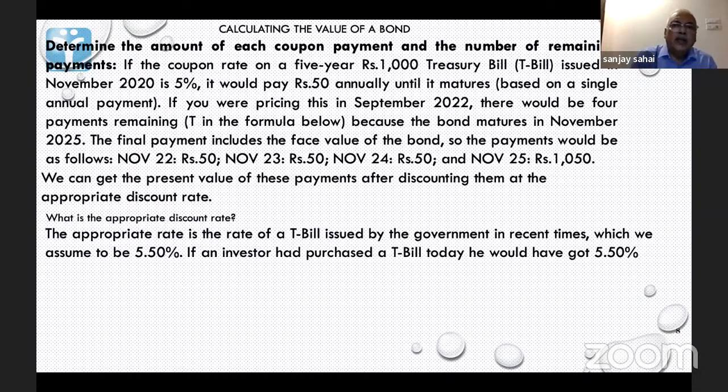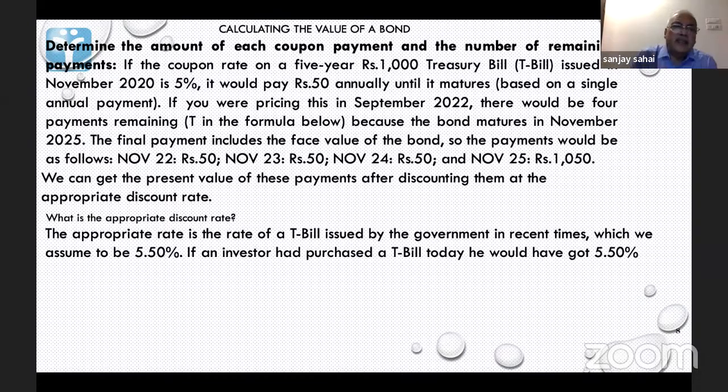Now in this bond, ये November 20 में issue किया गया, September 22 के बाद से ये चलेगा up to November 25. And every year it is going to pay you interest. So in November 22, you will get 50 rupees. November 23, November 24, November 25, you will get 50 rupees every year. November 25, you will also get back your 1,000. ये पैसे, whoever buys this bond, he will get this money in the 3 years between September 22 and November 25.